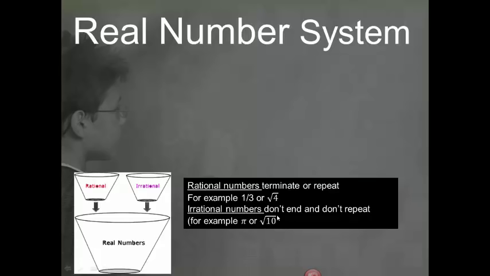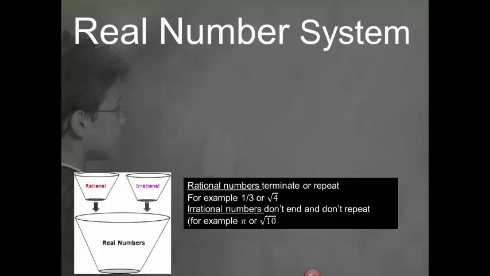Now, how come the square root of 10 is irrational and the square root of 4 is rational? It's because the square root of 4 is equal to 2, while the square root of 10 does not equal a whole number. So, real numbers have rational and irrational. Hit pause and copy those down.